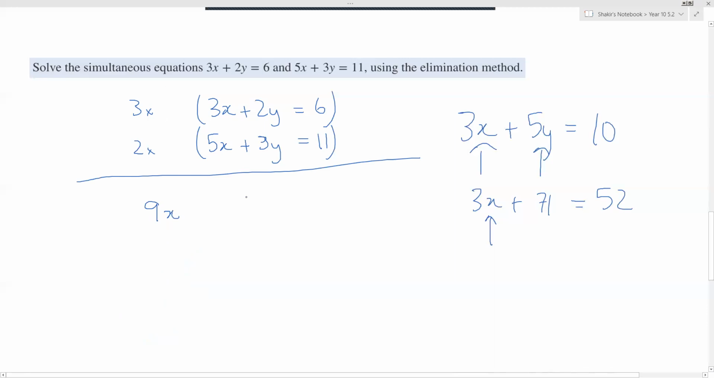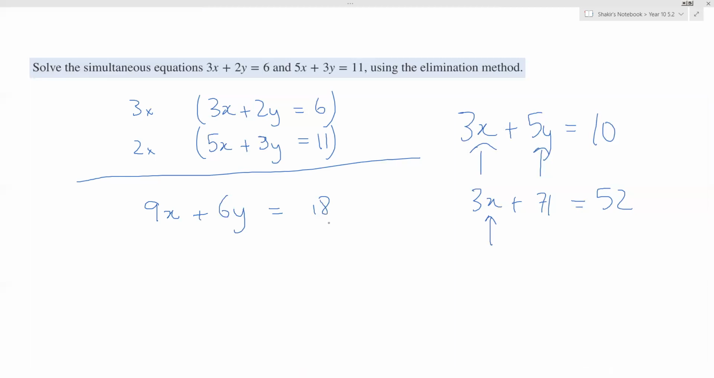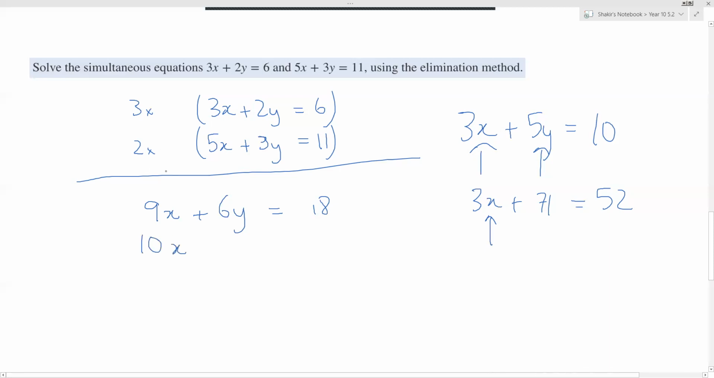3 times 2y, which is 6y, is equal to 3 times 6, which is 18. Remember, this is one of our fundamental rules. You're allowed to multiply every term on both sides by the same number. It doesn't change the equation. And the bottom one, I'm going to multiply every term on both sides by 2. So 2 times 5x, 10x. 2 times 3y, 6y is equal to 2 times 11, which is 22.